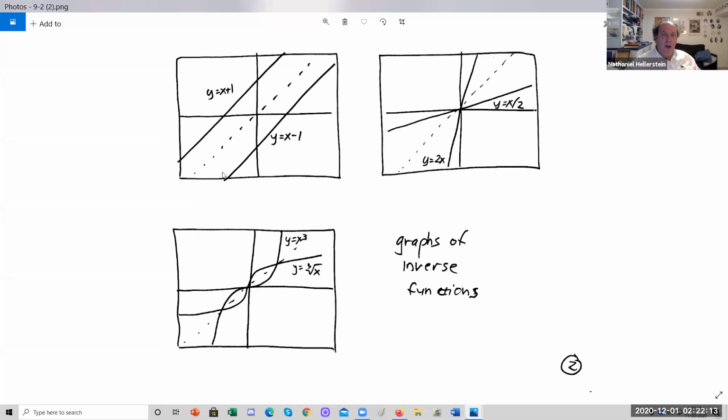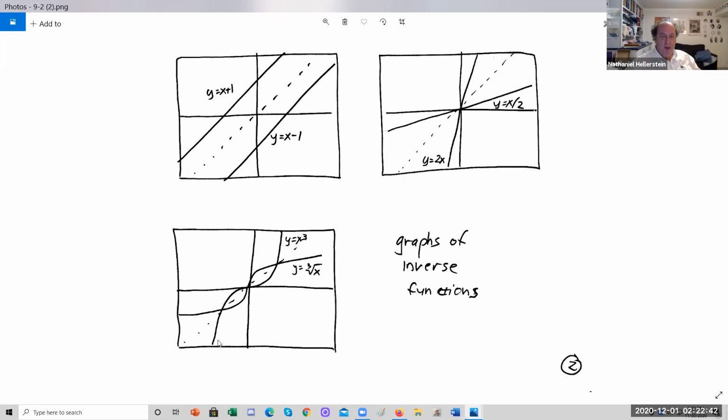Adding 1 and subtracting 1 are inverse operations. x plus 1 minus 1 is x. Here's a graph of y equals x plus 1. Flip it through the diagonal, you get the graph of y equals x minus 1. Here's a graph of y equals 2x. And the inverse of multiplying by 2 is dividing by 2. So here's a graph of y equals x over 2. And again, you can get from the graph of this to the graph of this by flipping through the diagonal.